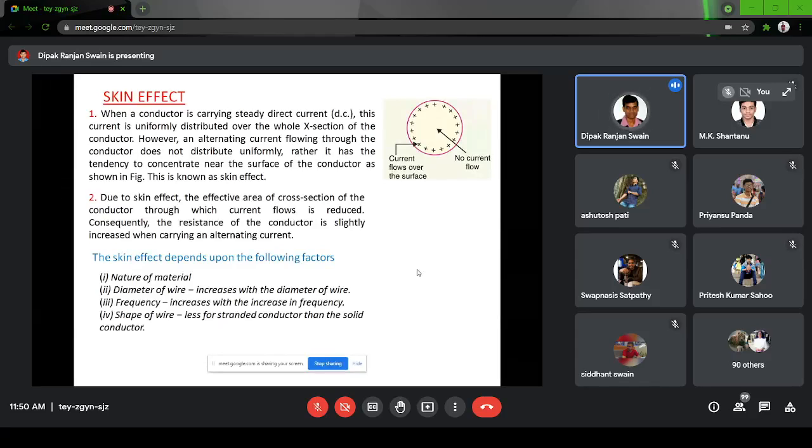If you read the first statement: when the conductor is carrying steady state current, which is DC, the current is uniformly distributed over the whole cross-sectional area of the conductor. However, when alternating current flows through the conductor, it doesn't distribute uniformly. Rather, it has the tendency to concentrate near the surface. That concept of current moving towards the surface of the conductor is called the skin effect. As the current flows through the skin of the conductor, it is called skin effect.